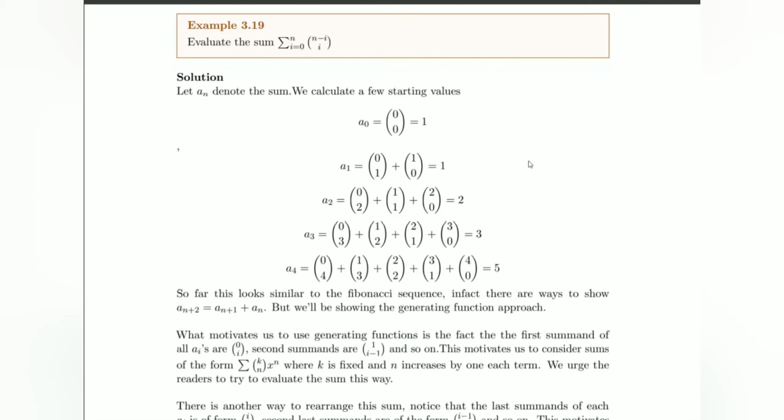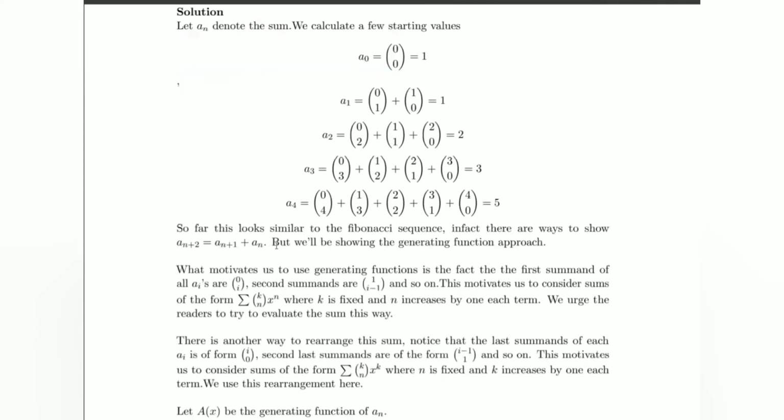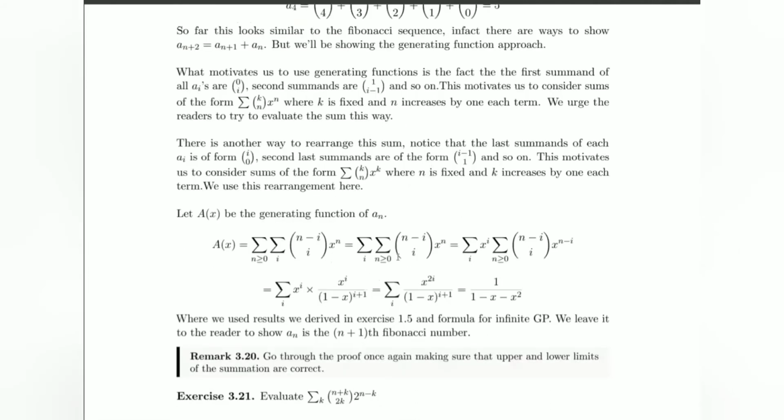So A(x) will be written as the sum over n of the sum over i of (n minus i) choose i times x to the power n. Switching sums, you get summation over i, summation n greater than or equal to 0, of (n minus i) choose i x to the power n. Take out an x to the power i from here, summation over i of x to the power i times this sum. Now note that i is constant in this inner sum and n increases by 1 at each step. So the upper part of the binomial coefficient increases by 1 at each step while the lower part is constant.